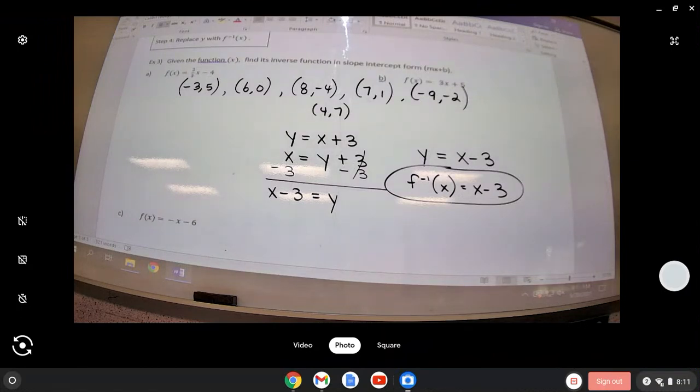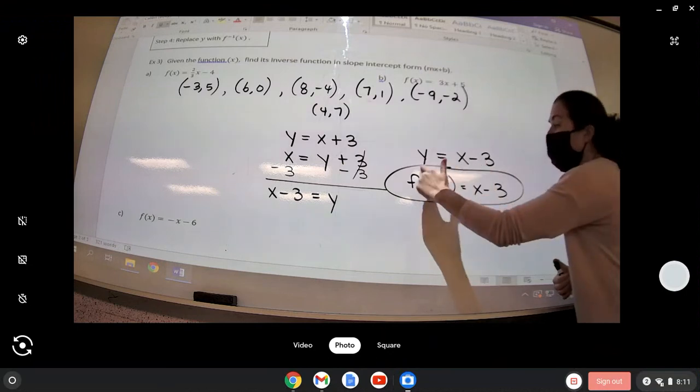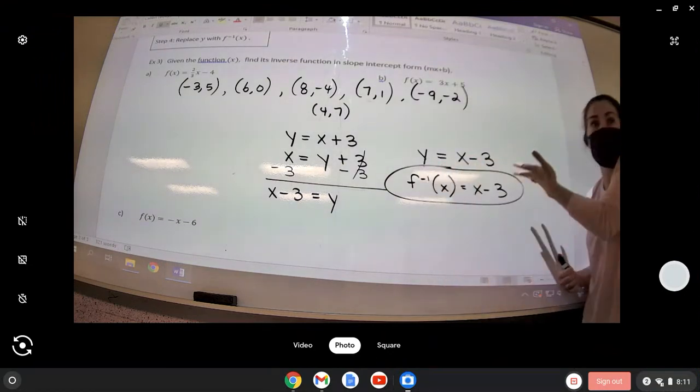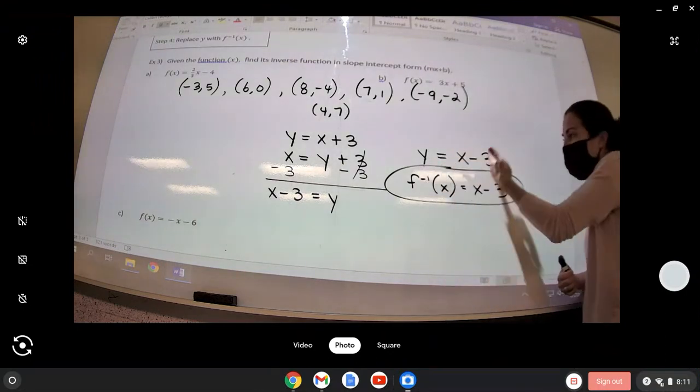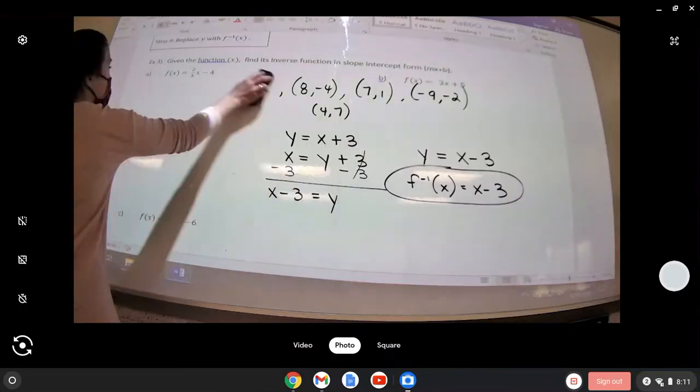And remember, they're asking that your answers be in y equals mx plus b. Guys, y equals mx plus b. This is mx plus b form. M is 1, b is -3. This is perfect. All right.